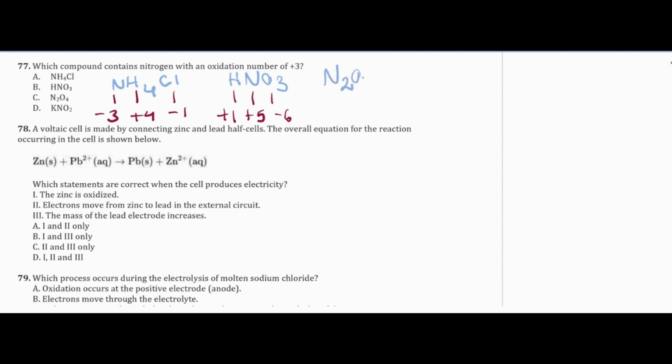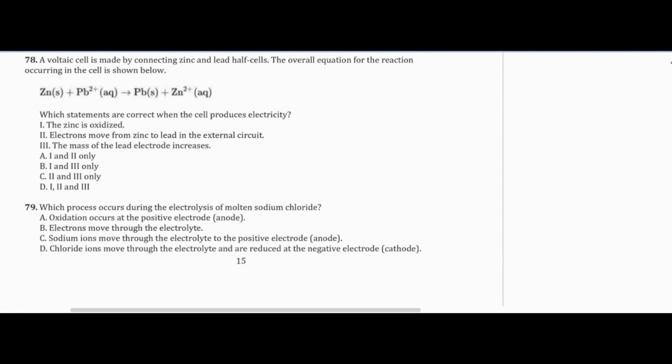Alrighty, N2O4. That will be -8. That will be +4. So that leaves us with D. KNO2. So that will be -4. That will be +1. That will be +3. There we go. 77D.